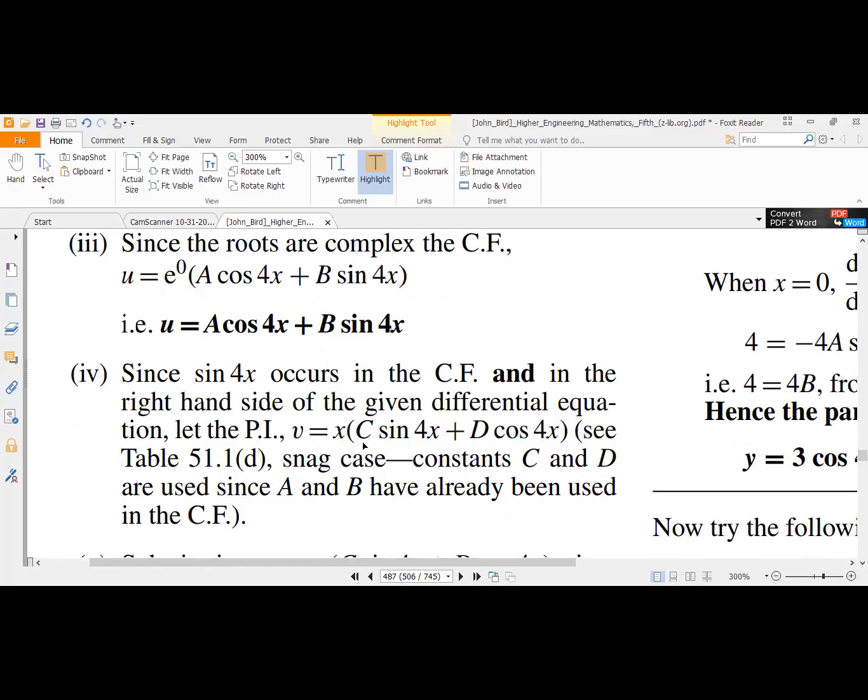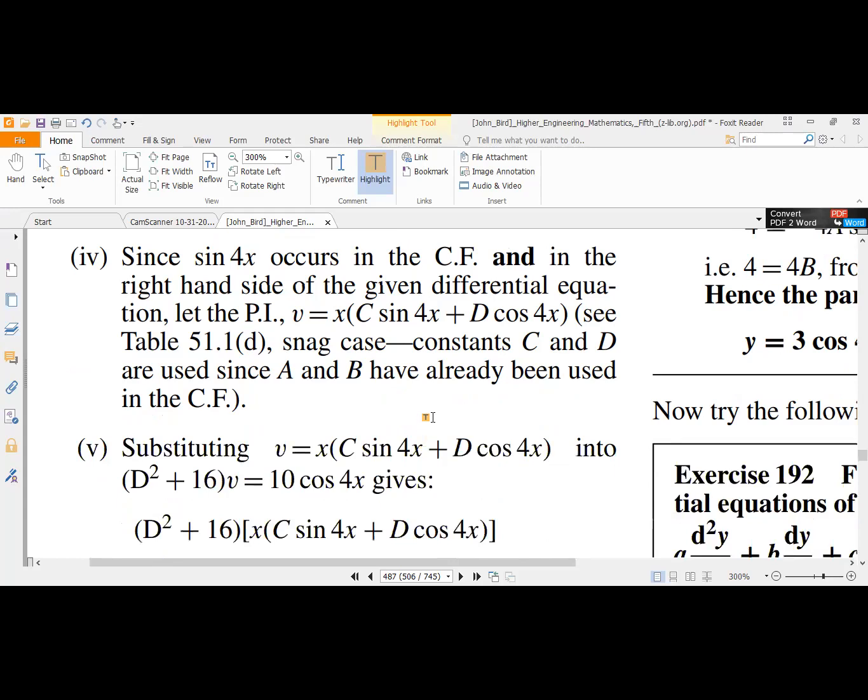But here, I cannot use A and B again because I'm having A and B in the complementary solution. I also need another constant multiplying what I'm supposed to assume as my particular solution. So that is why here you now see that we are to assume x multiplied by c sine 4x plus d cos 4x. So that is what we are to assume in this case now.